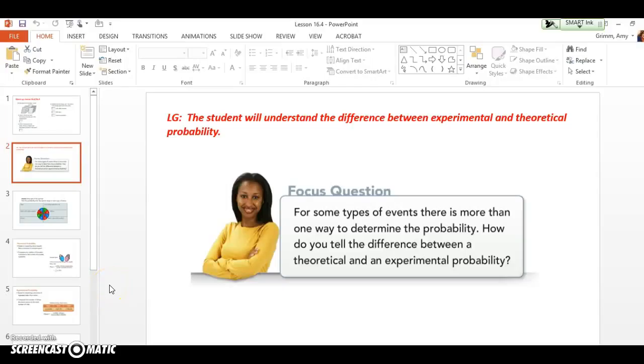You will understand the difference between experimental and theoretical probability. This is actually 2 lessons, 16.3 and 16.4, but because I kind of went rogue and did those activities with you, I can bring those into the conversation, and I think you'll understand the difference between theoretical and experimental. It's actually pretty simple.